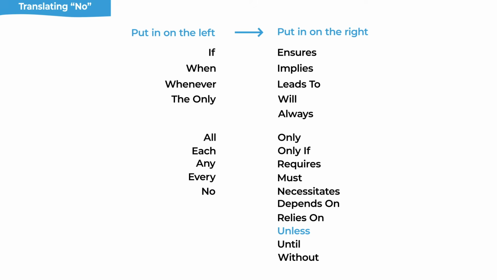Unless is a really important word. If, only if, and unless are the three most frequently used words up here. Anything attached to if goes on the left of the arrow. Anything that comes after only if goes on the right of the arrow. Unless, until, and without are a little bit weirder. We need to do an if not translation, or we need to think about what's the required thing.